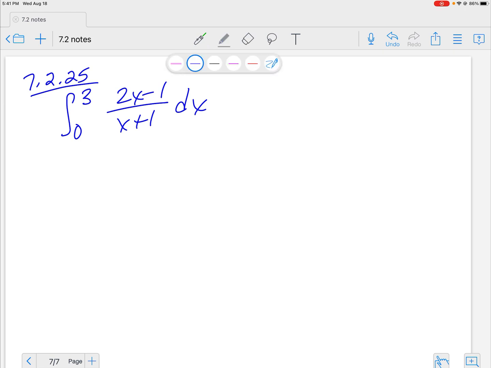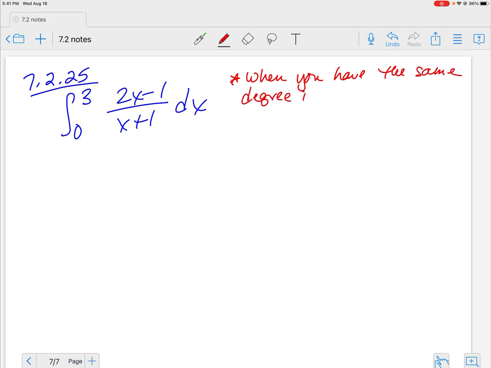But anytime you have the same degree in the numerator and denominator, divide. Actually, I told you I was going to show the fancy u sub, but I'm not going to. If we want to do this in class and you want to ask about it, then I will. But I'm not going to put that in here because I want you to divide.